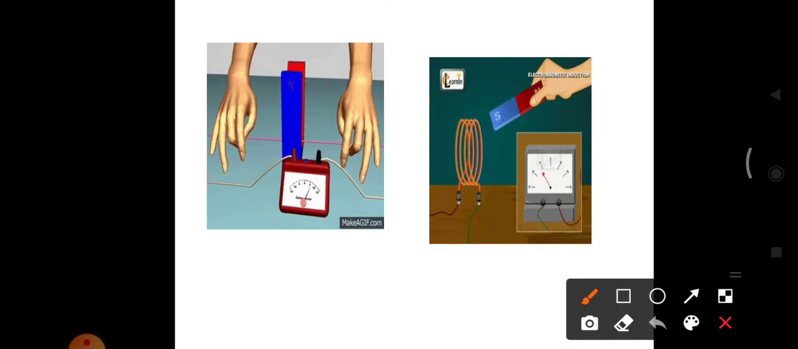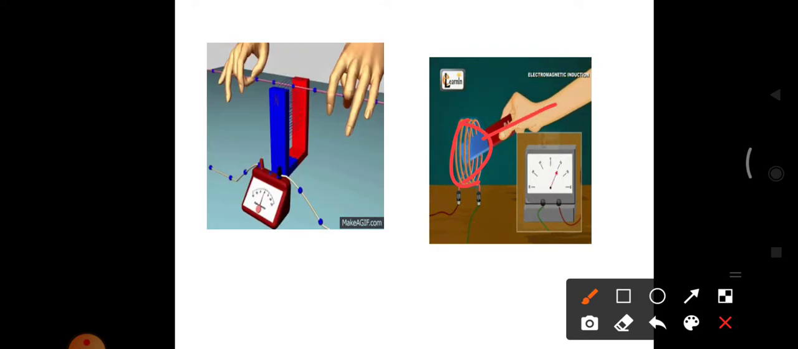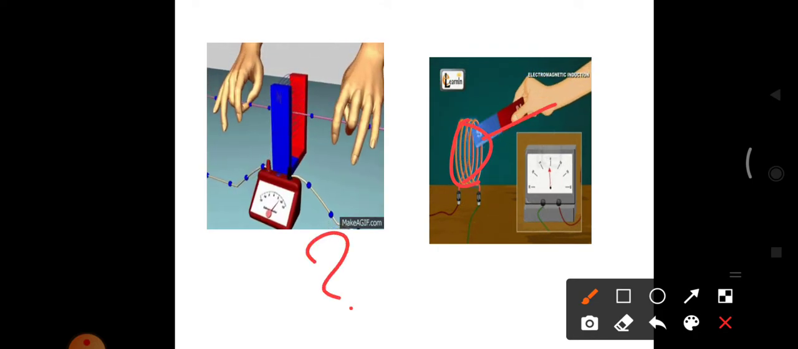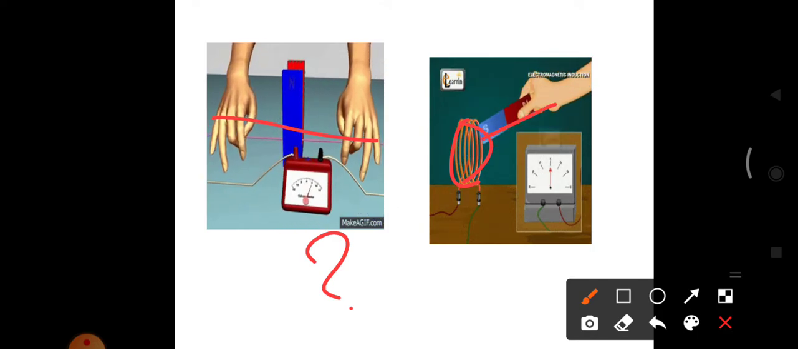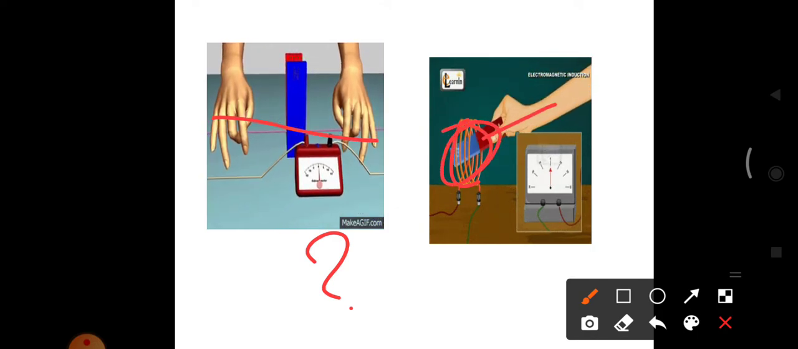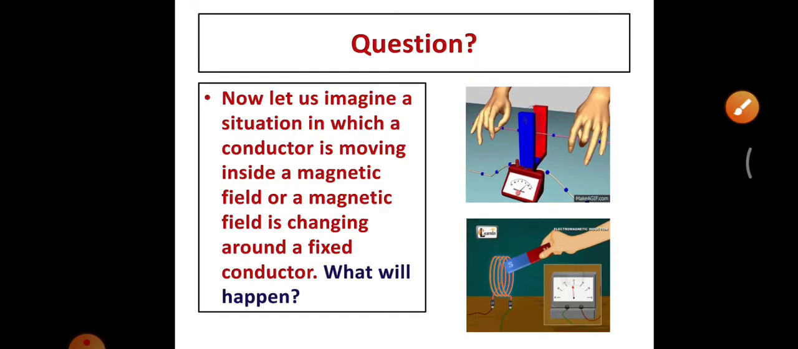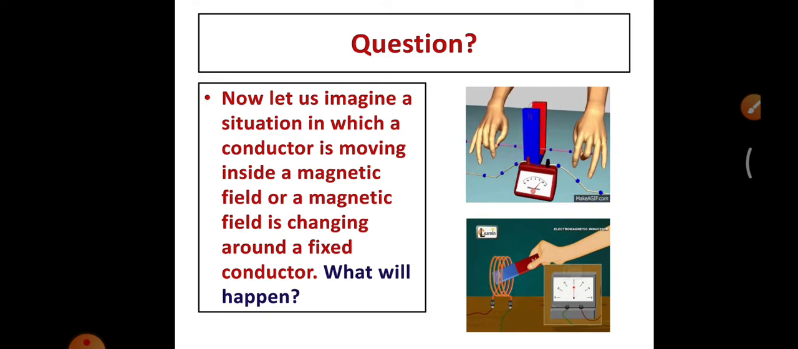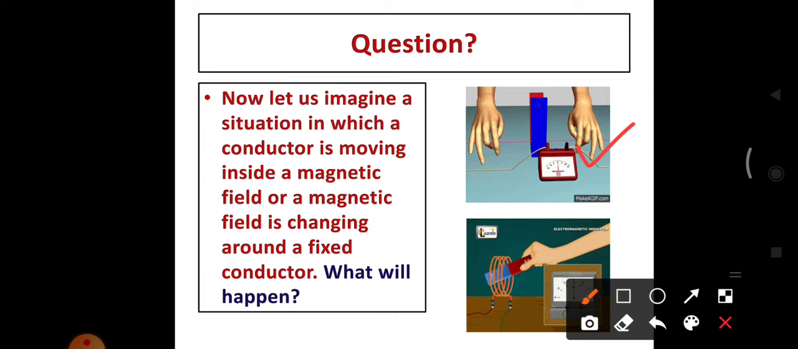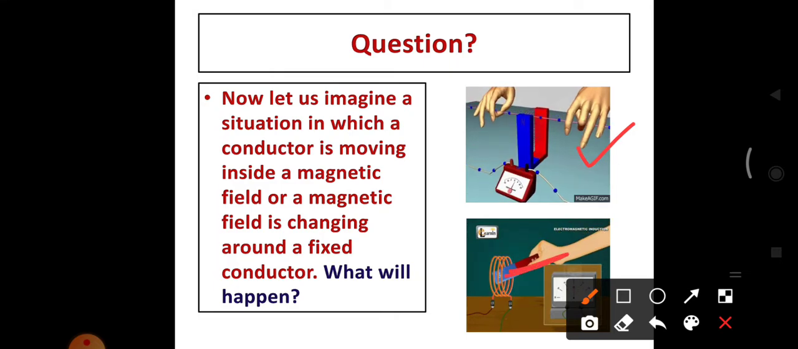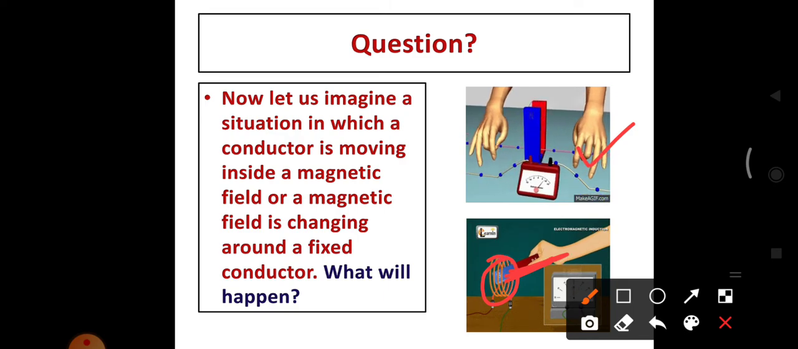Otherwise I am moving the magnet into the coil. So what would happen if I am moving the conductor into the magnetic field, or moving the magnet into the coil? Now let us imagine a situation in which a conductor is moving inside the magnetic field, or the magnetic field is changing around a fixed conductor. What will happen?